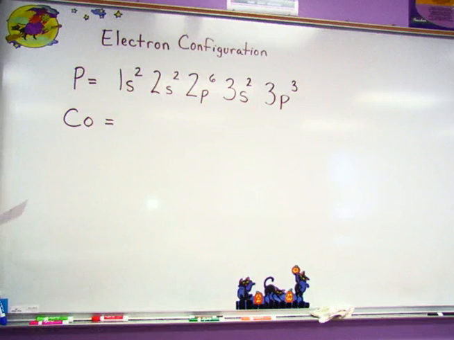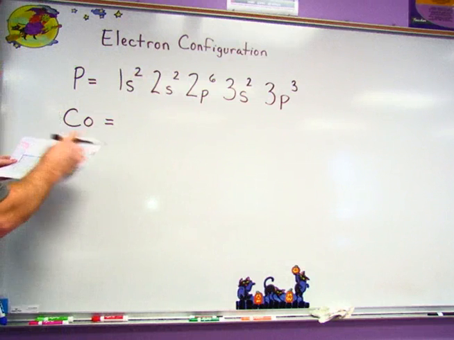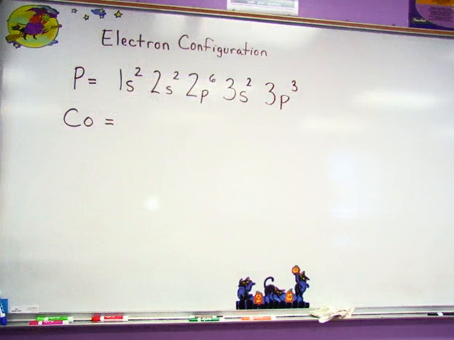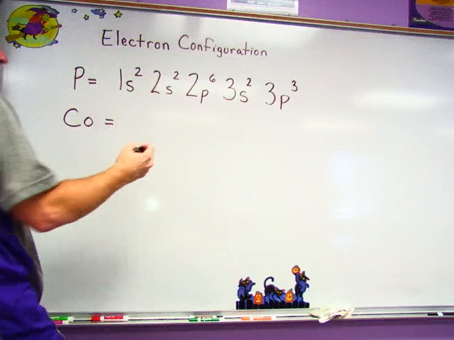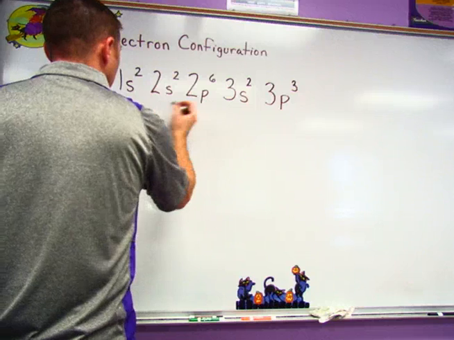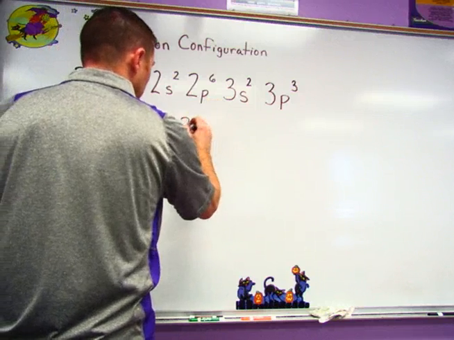So we know we're going to make it through a lot of the s's and p's. I've got my periodic table now. We're going to start at the first orbital, which is 1s, and work our way across and down. With 27 electrons, we fill in the 1s, which is 2, the 2s, which has 2, and the 2p, which has 6.